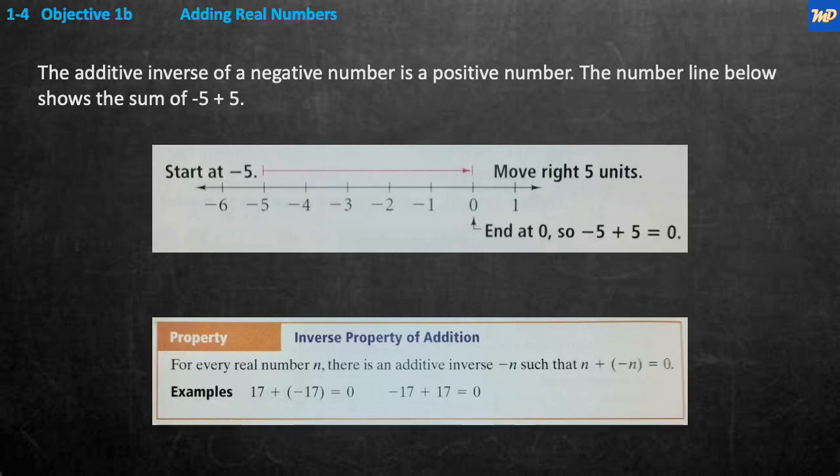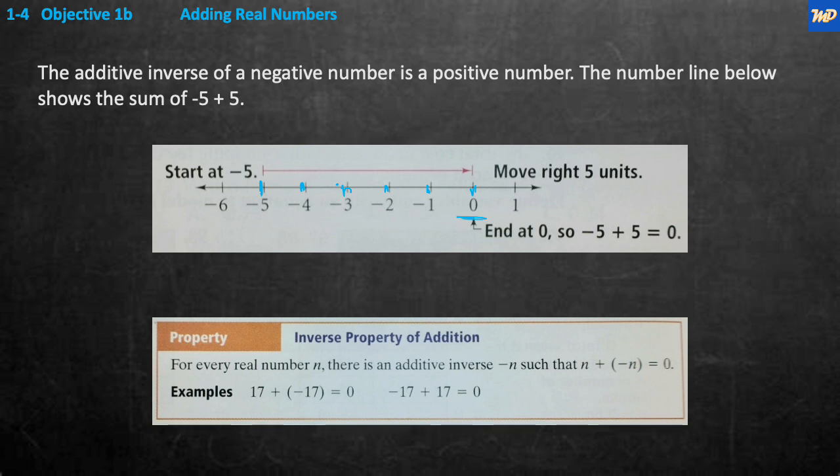Continuing with objective 1, the additive inverse of a negative number is a positive number. The number line below shows the sum of negative 5 plus 5. So like we did in the previous slide, here on the number line, we're starting at negative 5, right here. And negative 5 plus 5, so we move to the right. Plus is moving to the right. 1, 2, 3, 4, 5. And where did we end up? We ended up at 0.